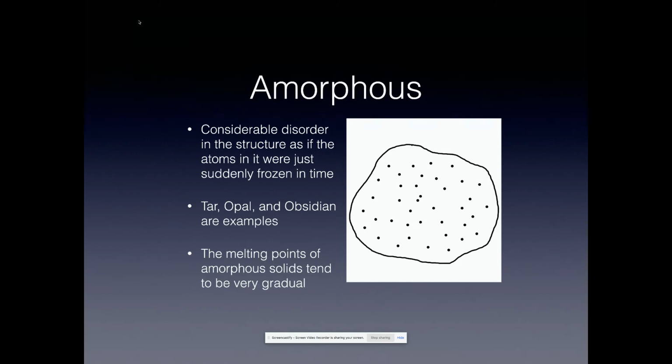Tar is an amorphous substance. Obsidian, you might have actually been exposed to obsidian. It's what arrowheads used to be made out of. So these are examples of amorphous substances. Now, the melting points tend to be a little more gradual, not as sharp as with crystalline substances.